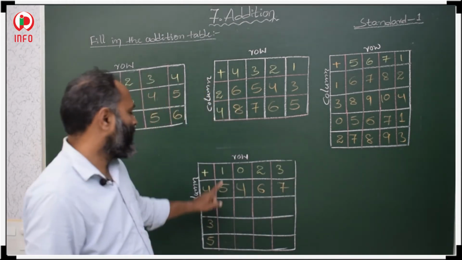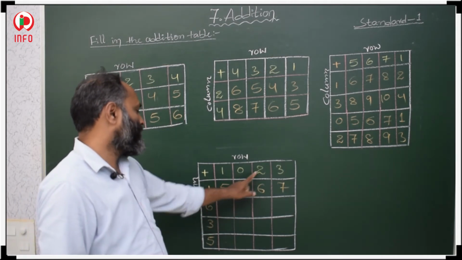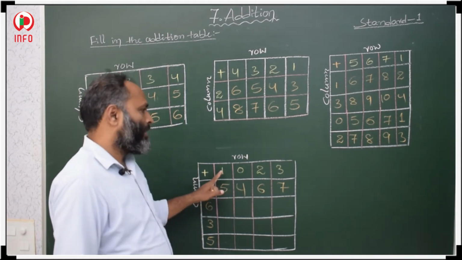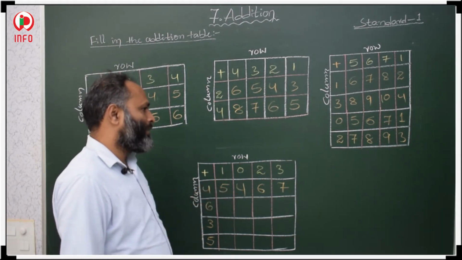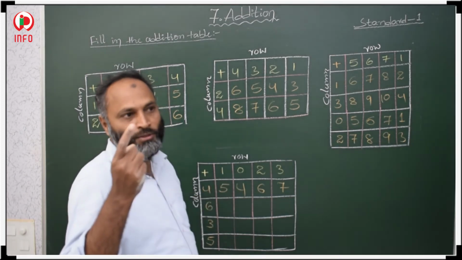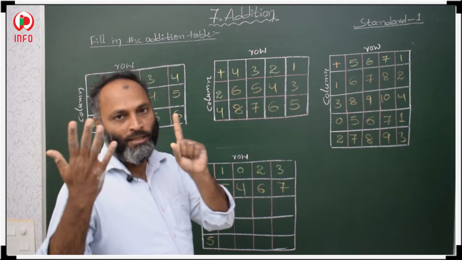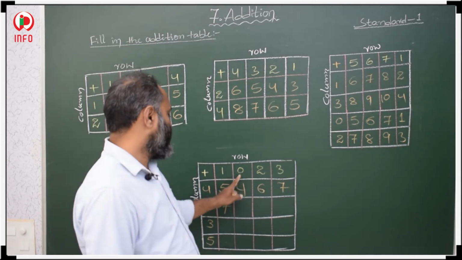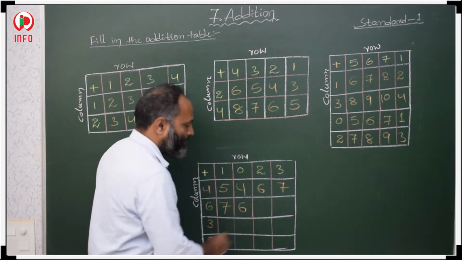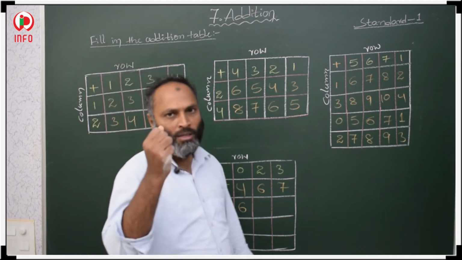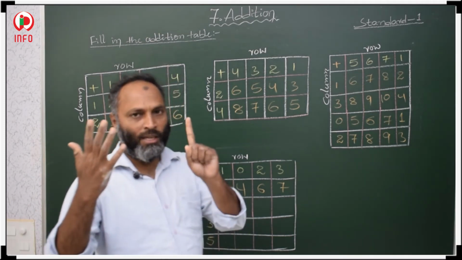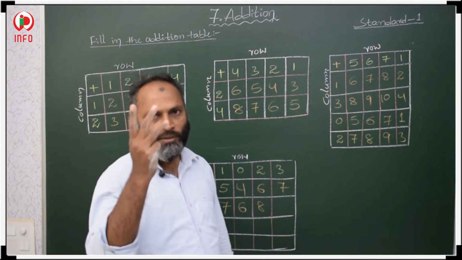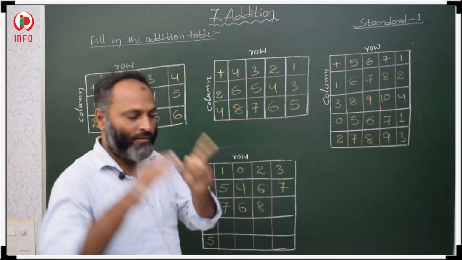This is over. Next, 1 with 6, 0 with 6, 2 with 6, 3 with 6. So what do we have to do here? We have to add 6 more numbers to 1: 2, 3, 4, 5, 6, 7. After 1, 6 numbers we have to count. 0 plus 6 is 6 only. 2 plus 6: 3, 4, 5, 6, 7, 8. 3 plus 6: 4, 5, 6, 7, 8, 9.